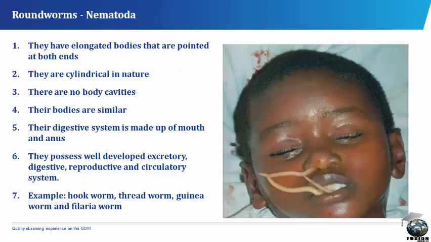The roundworms or Nematoda. They have elongated bodies that are pointed at both ends. They are cylindrical in nature. There are no body cavities. Their bodies are similar. Their digestive system is made up of mouth and anus. They possess well-developed excretory, digestive, reproductive, and circulatory systems. Examples include the hookworm, the threadworm, the guinea worm, and the filaria worm.